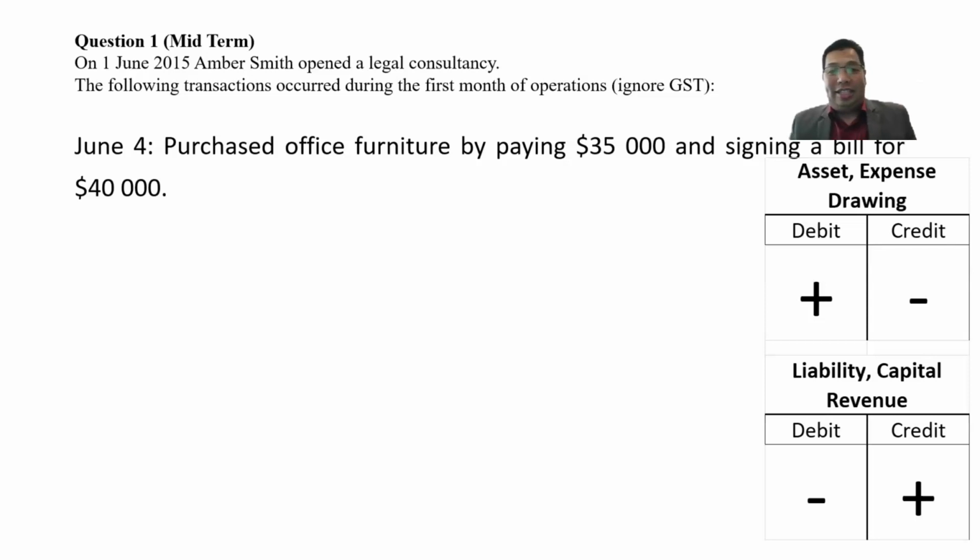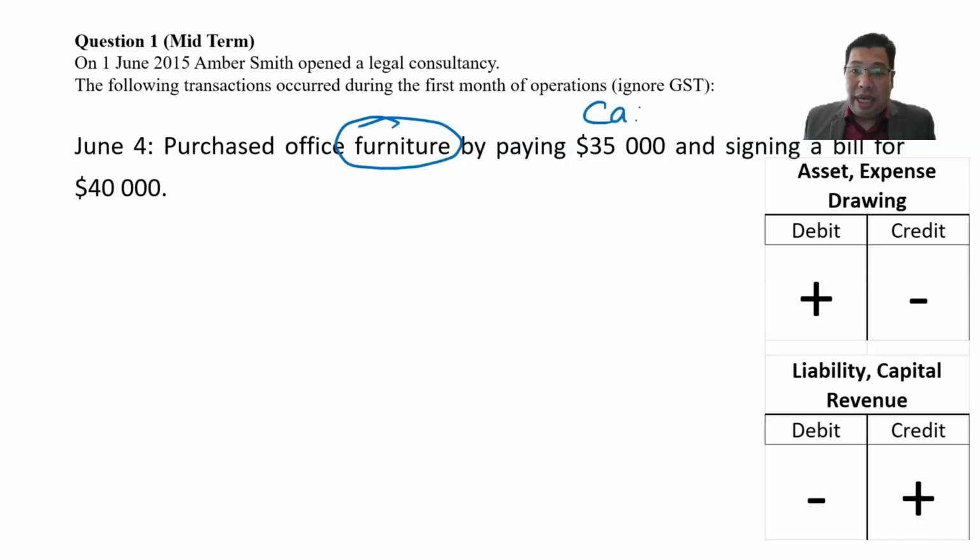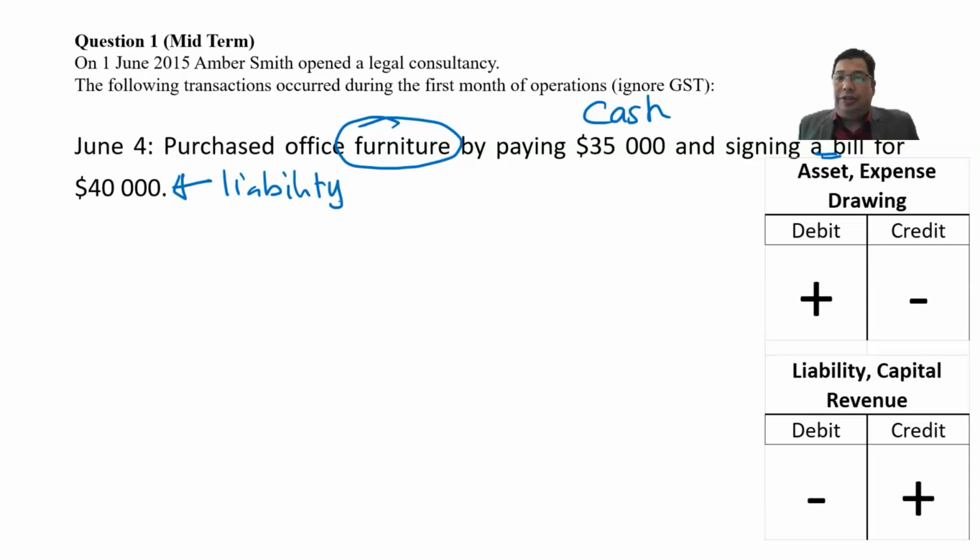So furniture is an asset. We have furniture, paid by 35,000. This will be your cash account, which will be affected. And this 40,000, signing a bill, will be your liability. Is it okay? Let us go one by one. Furniture is an asset. Increase or decrease? Increase by 75,000.